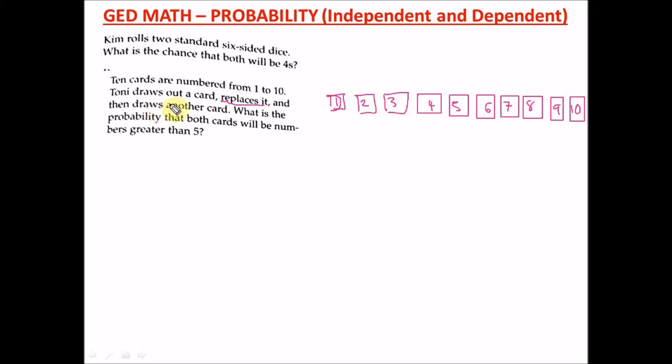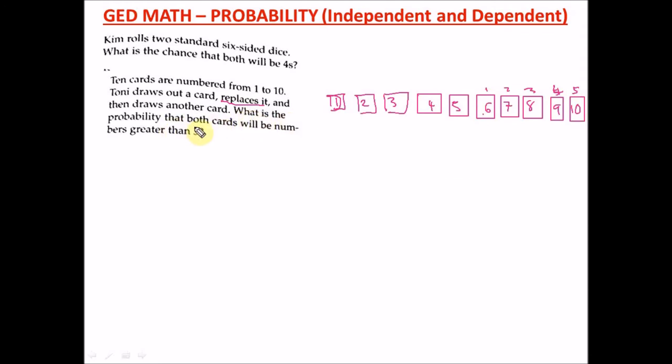All right. So Tony draws out a card, replaces it, and then draws another card. What is the probability that both cards will be numbers greater than 5? Now, what are the numbers that are greater than 5? That's from here. We have 6, 7, 8, 9, 10. So we have 5 numbers greater than 5.